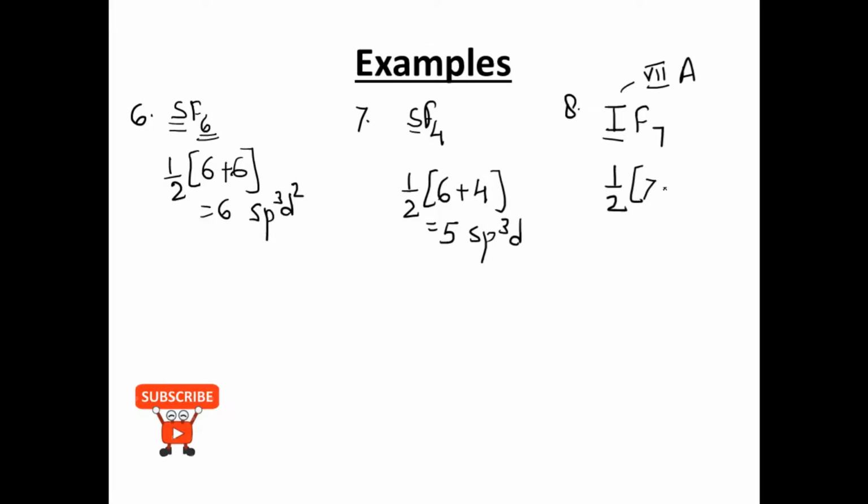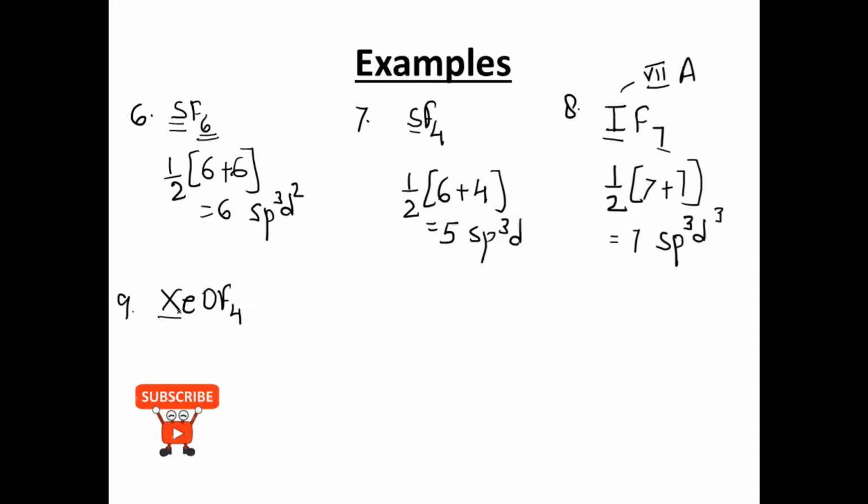So iodine has 7 electrons plus the number of monovalent attached is also 7. So 14 by 2 is 7. So the hybridization will be sp3d3. Now we move on to some more complicated ones, like if we have XeOF4.